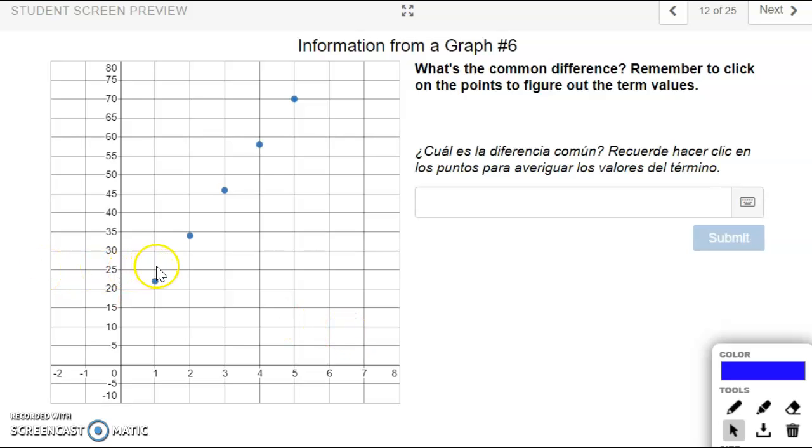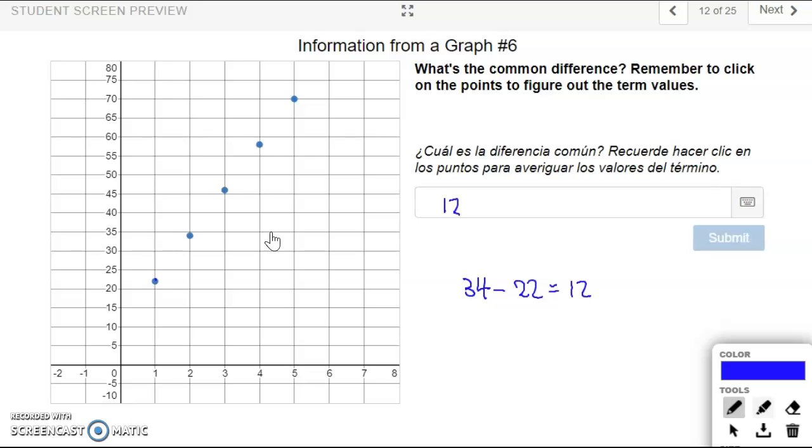Now it's asking you what is the common difference. Remember to click on the points to figure out the term value. If I click on this, I get 22. When n is equal to 2, it becomes 34. So it goes from 22 to 34. How much did the y-axis value change by? It is going to be 34 take away 22, and that is 12. So the common difference is going to be 12.